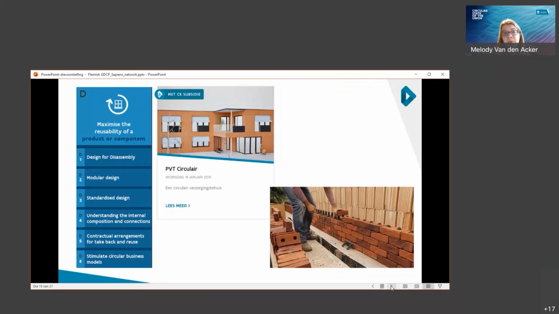And they used this system to build a psychiatric ward. And they used people with a distance to the labor market to build this. So they trained them to use the system, and then together they created this building. So it's a nice example of the social and the environmental aspects coming together.